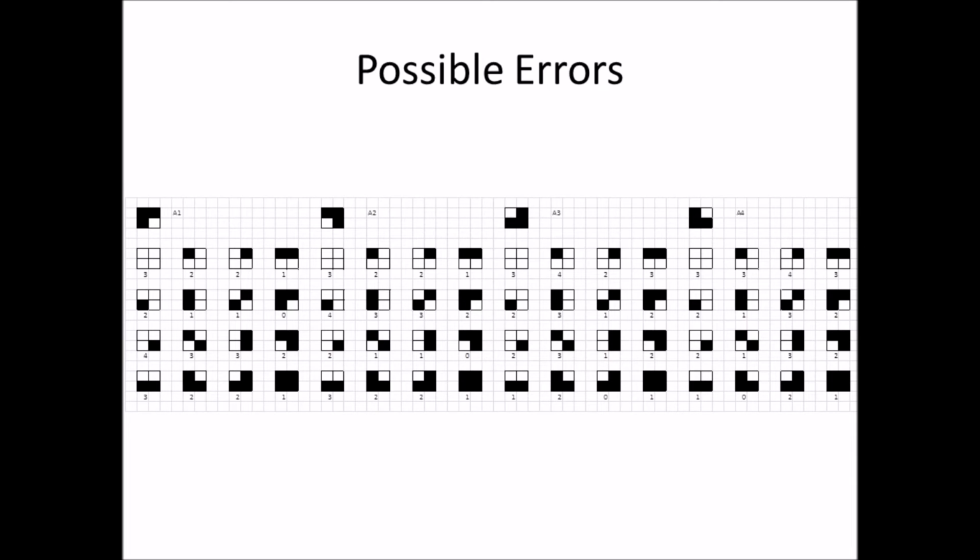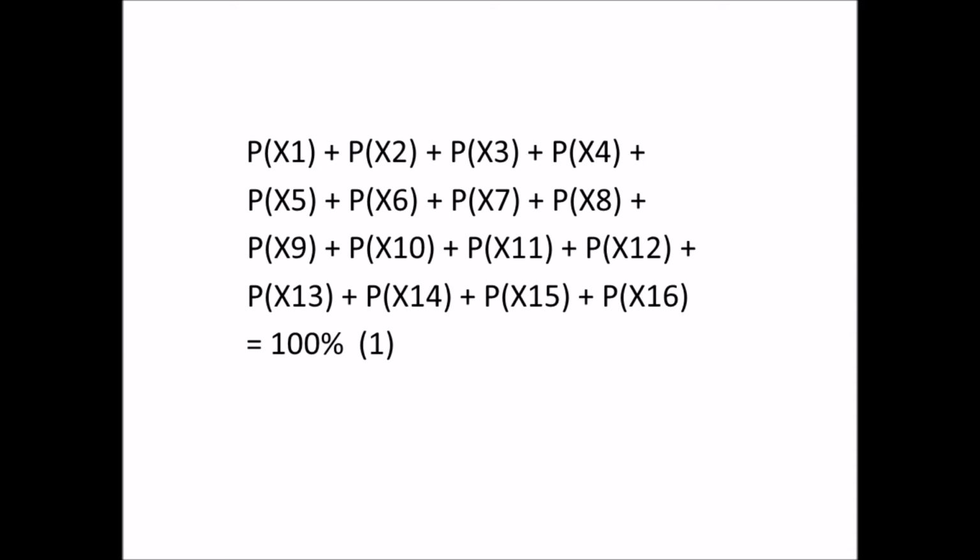Each X has a different probability of being displayed. This is based on a combination of a particular A being the real source and the probability of how many errors occur. The sum of all the probabilities of these X's must also equal 100%, as we can't get anything but one of these X's.